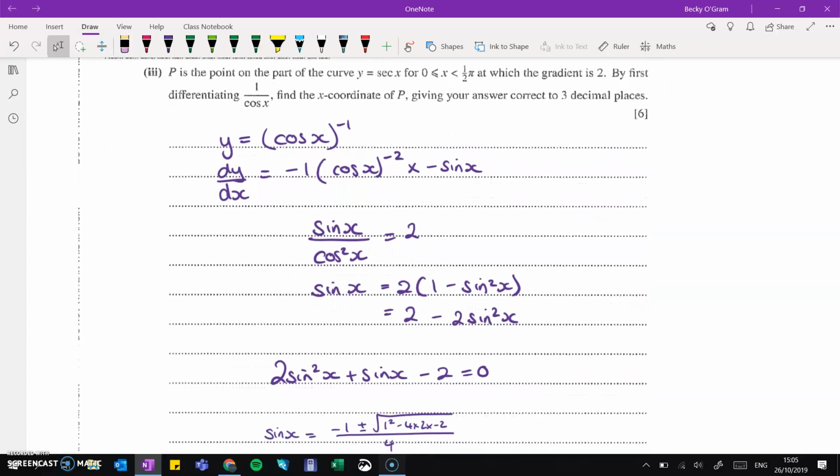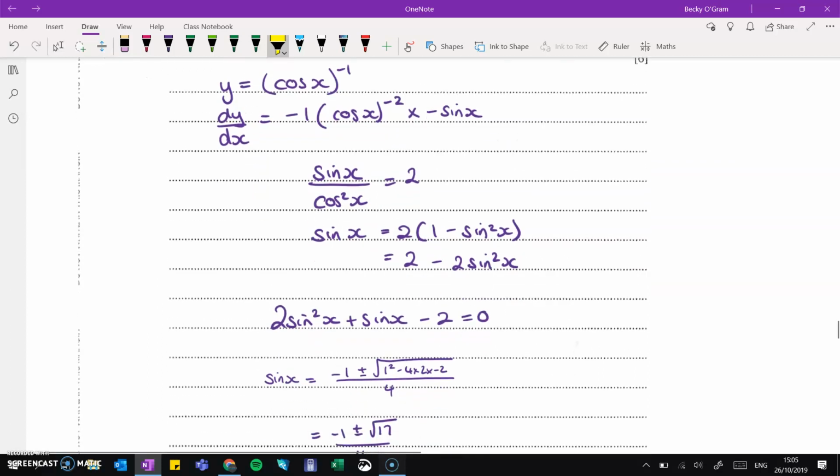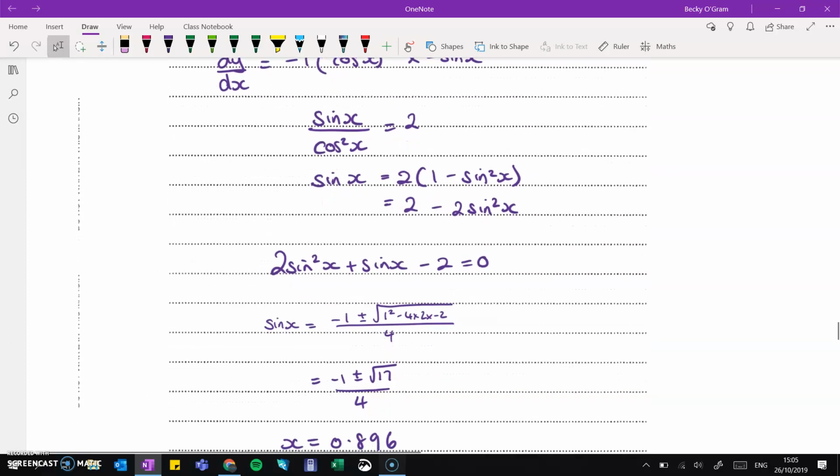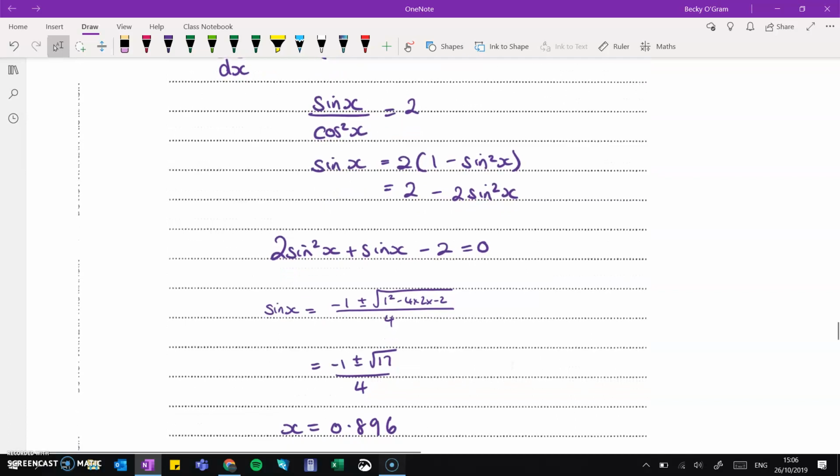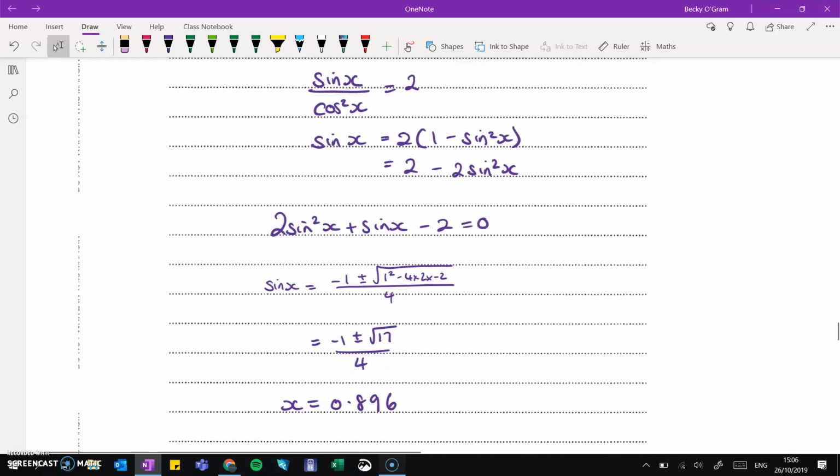Then we have part 3, and for this one we need to work out where on the curve we get a gradient equal to 2. So differentiate that first, and that's just using the chain rule. Set it equal to 2, and then we've got an equation to solve. A little tricky because it doesn't factorize, but you can use the quadratic formula or completing the square to get down to x equals 0.896.